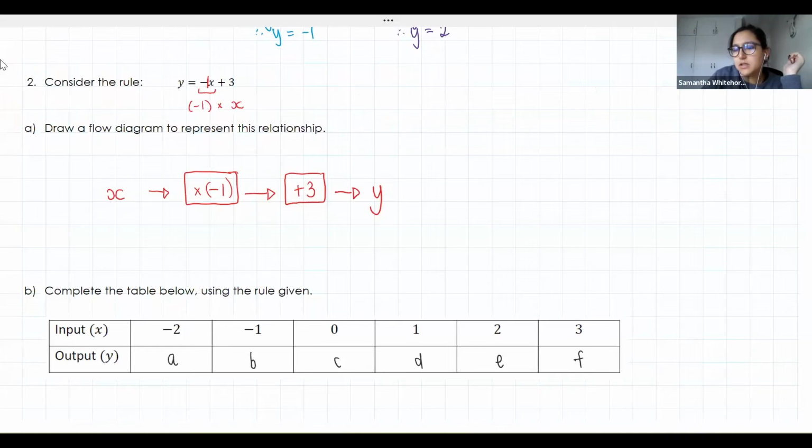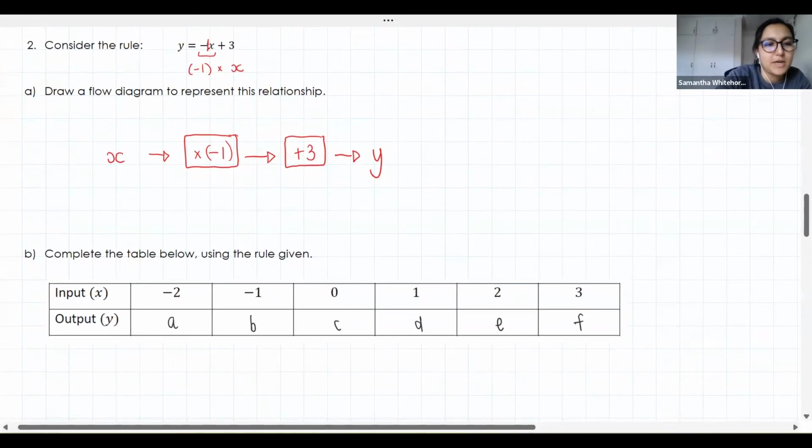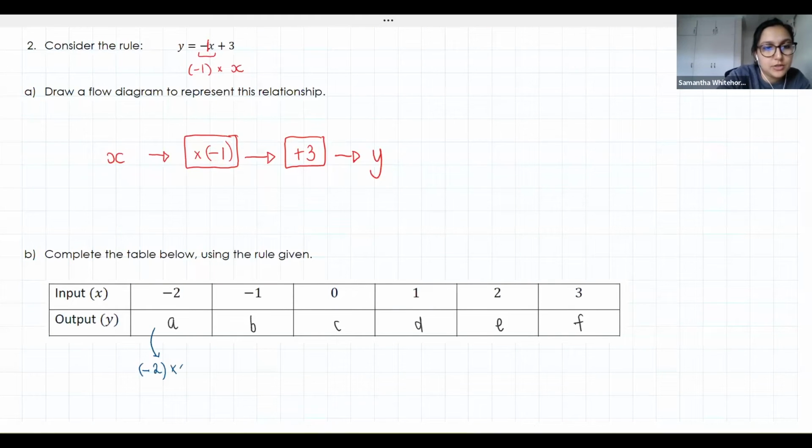Prasanna? Prasanna, thank you. Okay, which one are we doing? A. So what I did was -2 times -1, which would make the 2 a positive, which would say +3 plus +2, which would equal 5.